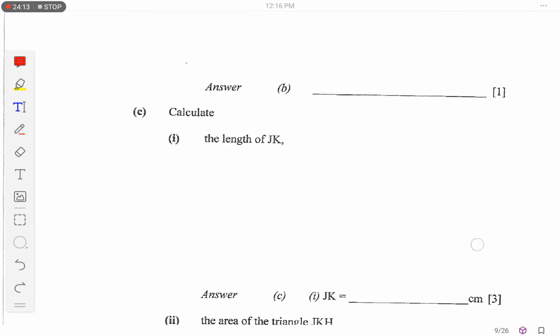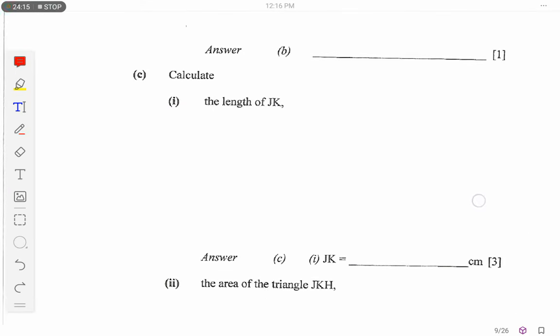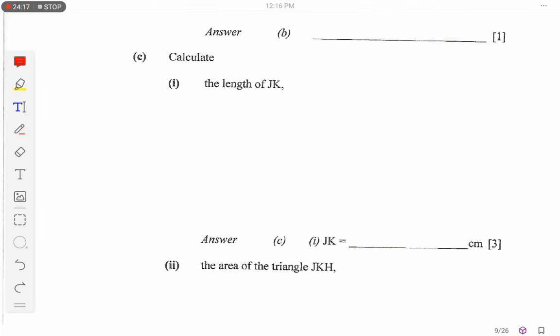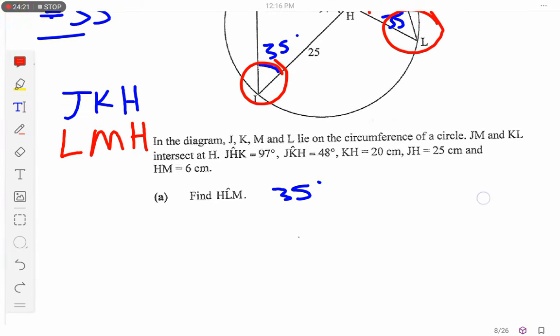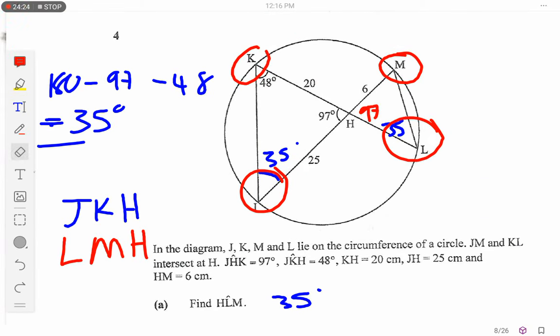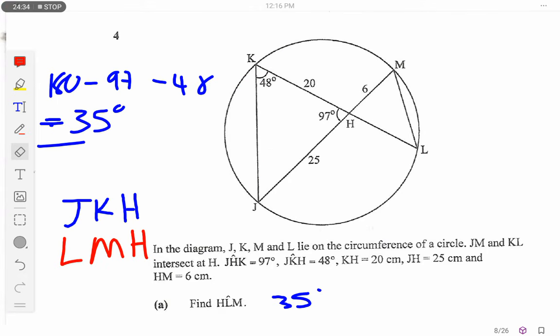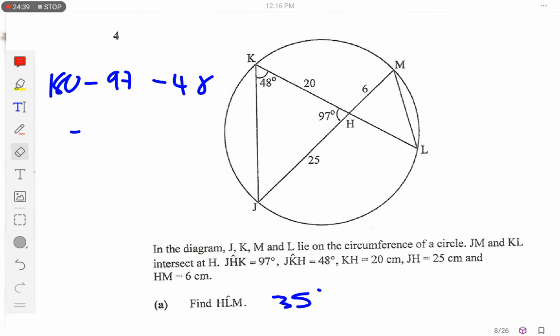Let's go on to the next part of the question. They are saying calculate the length of JK. Okay, let's go and calculate the length of JK. You find out that for this one, we can use the cosine or the sine rule. Either of the two will give you the correct answer. So for ease, I'm going to just use the cosine rule.